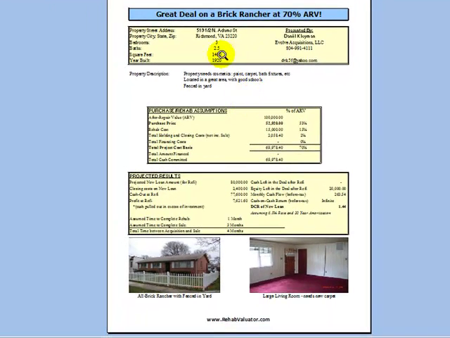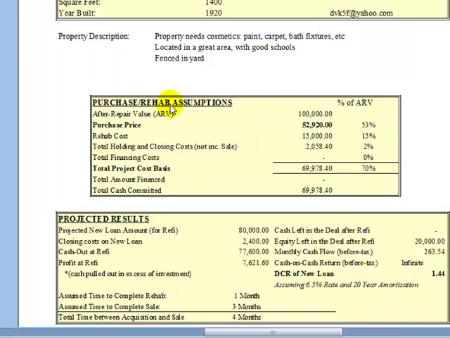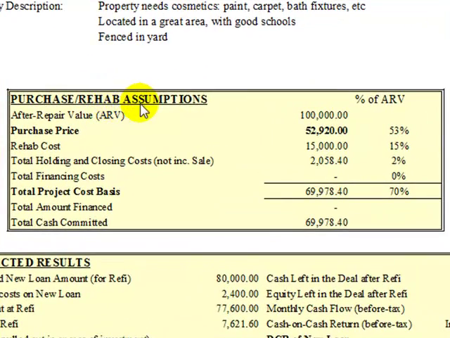And so let's look at the numbers. You're showing your purchase and rehab assumptions. So the after repair value is $100,000. Purchase price to your wholesale buyer is $52,900. $15,000 in repairs, holding closing costs. Your wholesale buyer's cost basis will be $70,000, right at 70% of ARV.